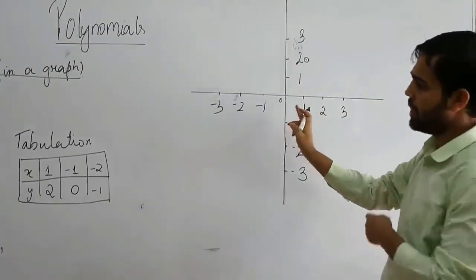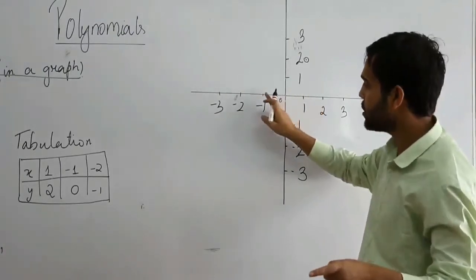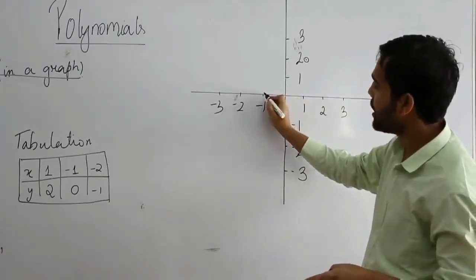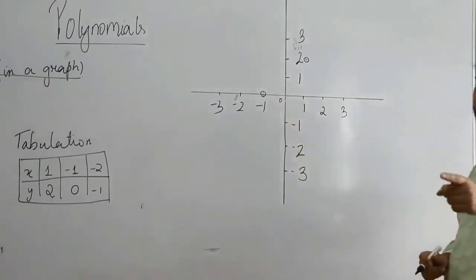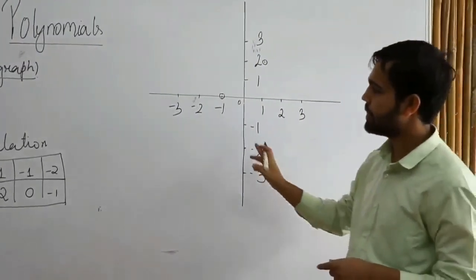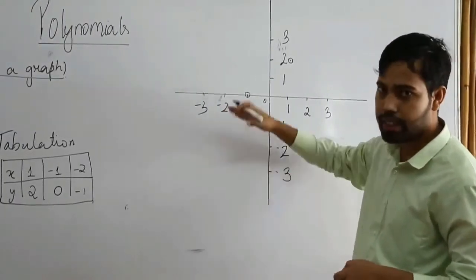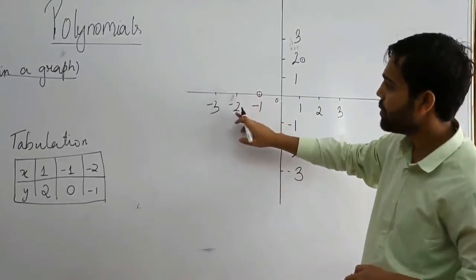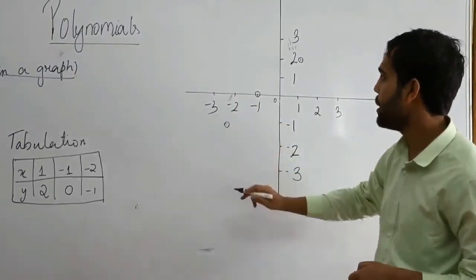For the second one, I have x is equal to minus 1 and y is 0. Where is y 0? On the x-axis. This will be this point in here. And the third point that I have is x is equal to minus 2, y is equal to minus 1. So minus 1 means I have to come down. I have this point in here.